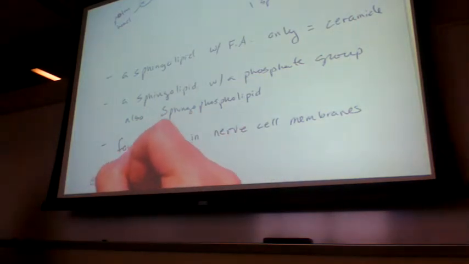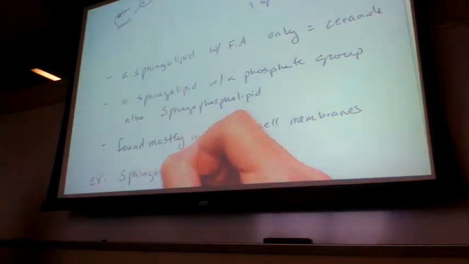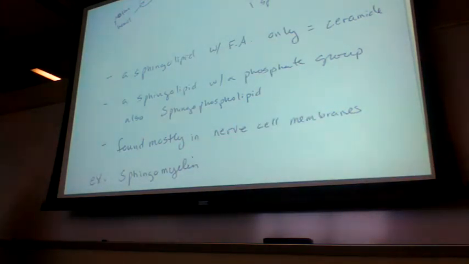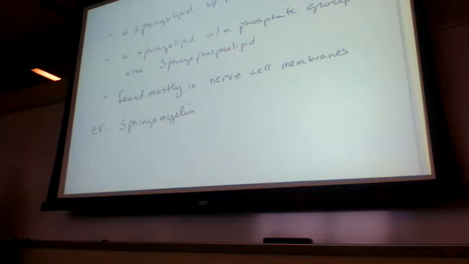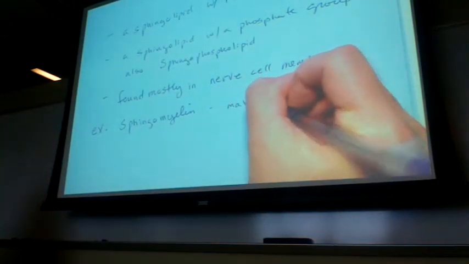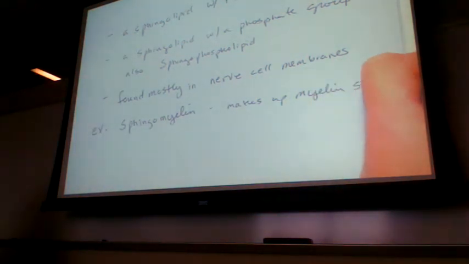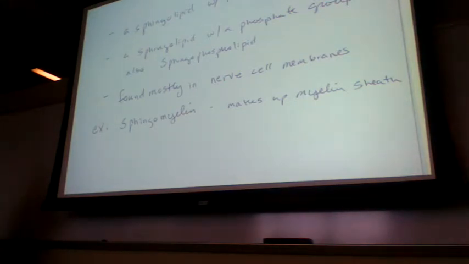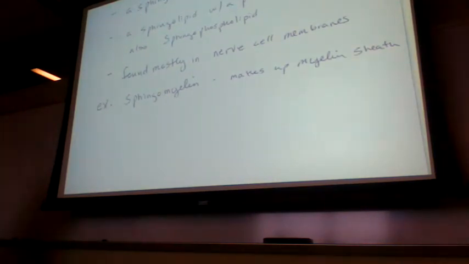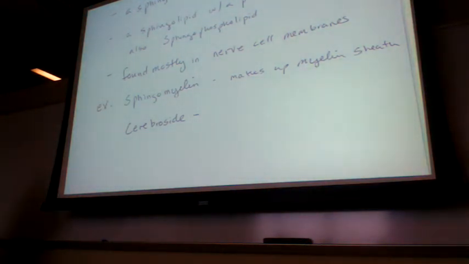And then your book has a few examples. Sphingomyelin. It has a sphingolipid, and it's the most common one that you're going to find in your cell membranes. And this is what makes up your myelin sheath. You can hear that in the neurobiology class, the neurophys class. Cerebroside. This one happens to be a glyco sphingolipid, so that tells me that there's a carbohydrate in there. That's another common one to find in nerve cells. And now we're looking more at the central nervous system.